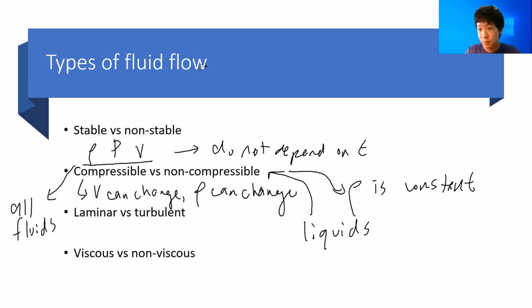So now we have a third type of fluid flow. It's laminar versus turbulent flow. So laminar flow, I like to describe it as perfect flow.